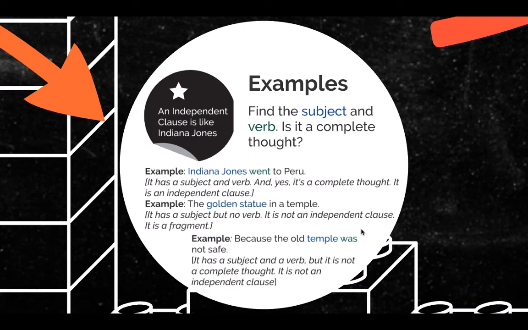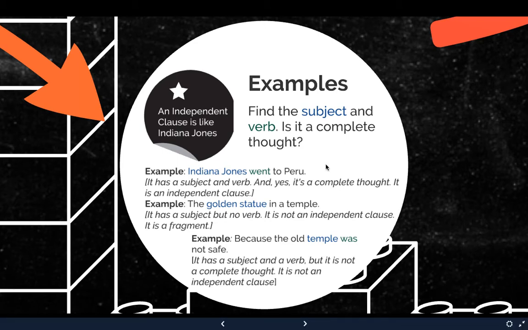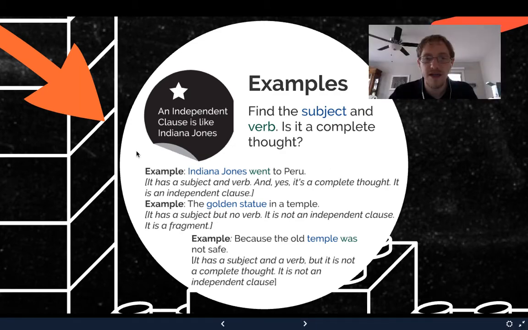When we think about independent clauses, one independent clause is a simple sentence. Let's practice finding the subject and verbs in each of these sentences and see if they are independent clauses. In the first example, Indiana Jones went to Peru. There's a subject, there's a verb, and it is a complete thought. So it is an independent clause. That is a simple sentence.